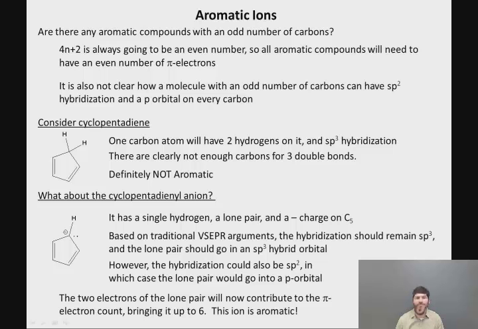If this is the case, the electrons of the lone pair will now contribute to the pi electron count, bringing it up to 6. So there's 4 pi electrons coming from the 2 double bonds, and then there's 2 more coming from the lone pair, which brings us up to 6, and therefore this ion is aromatic.